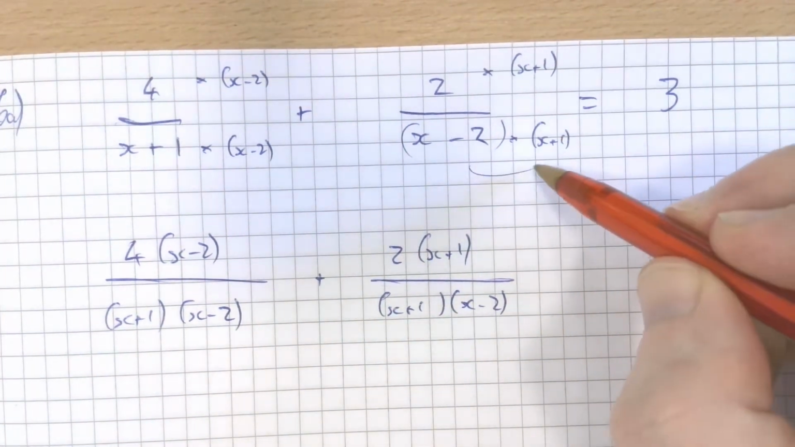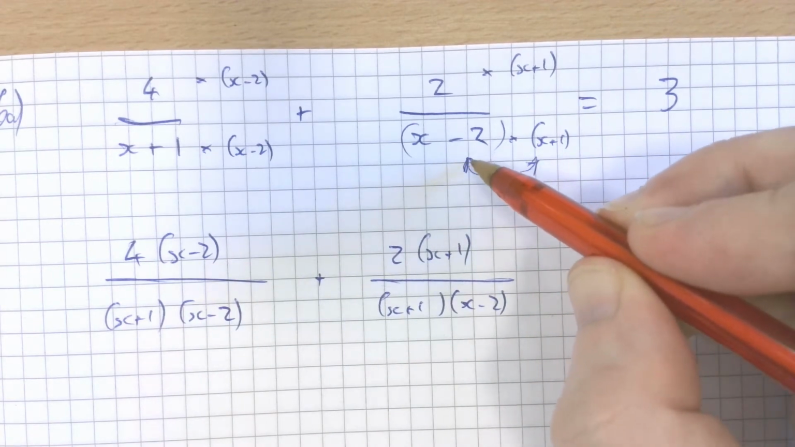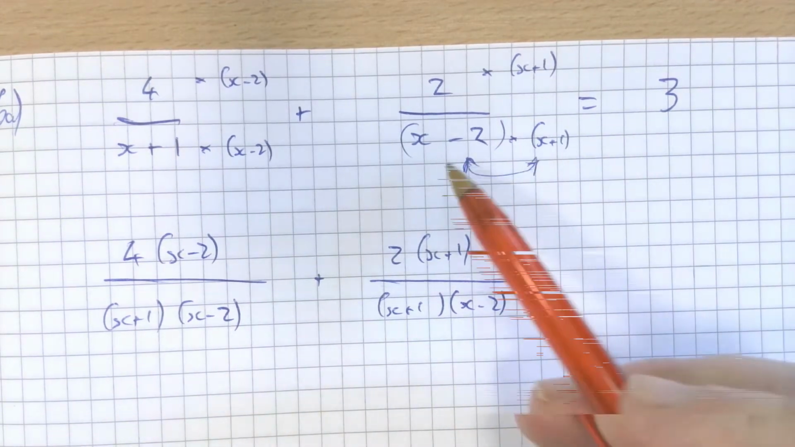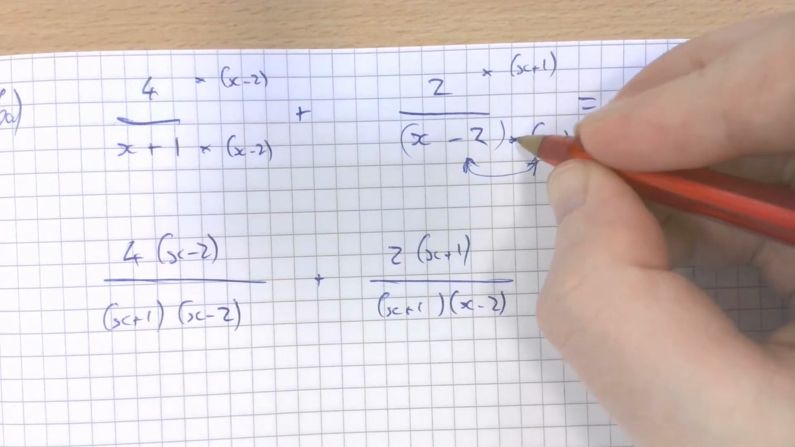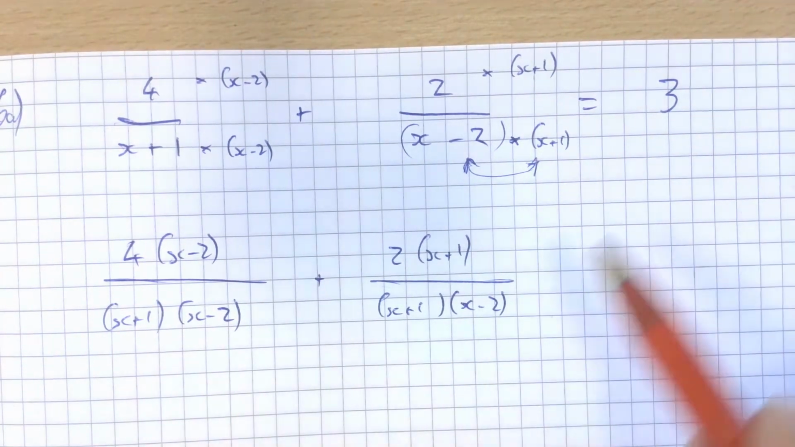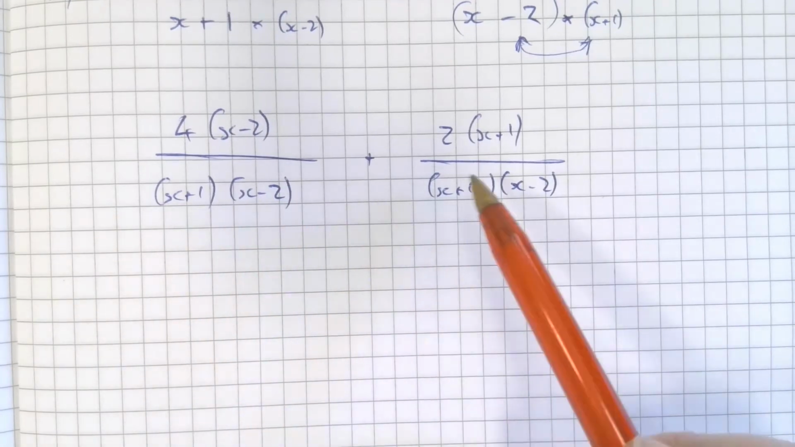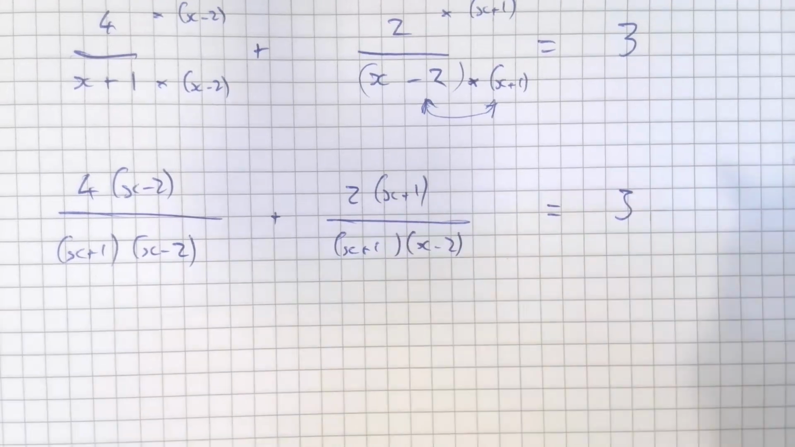We can swap these brackets around because of that commutative property of multiplication. They're being times together, and it actually doesn't matter which way around they go in the multiplication, they're going to make the same thing. Okay? Doing that helps us see that the denominator is the same here. So we can pop an equals 3 there, because that's still there.